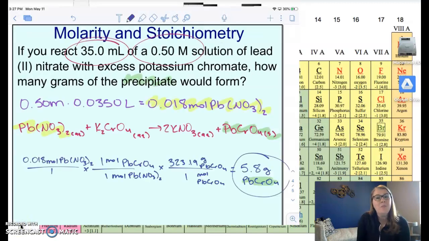All right, here you go. This one also had some review with writing out a double replacement reaction, doing a little bit of stoichiometry, but essentially once you've got moles, everything else plays out how it used to.